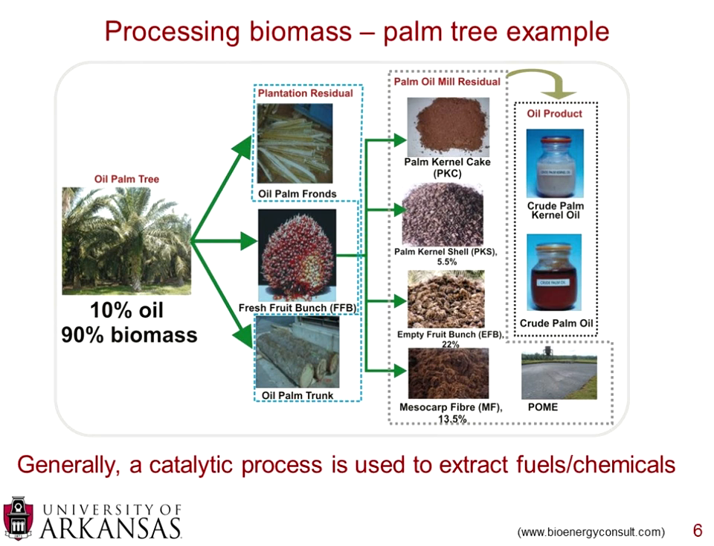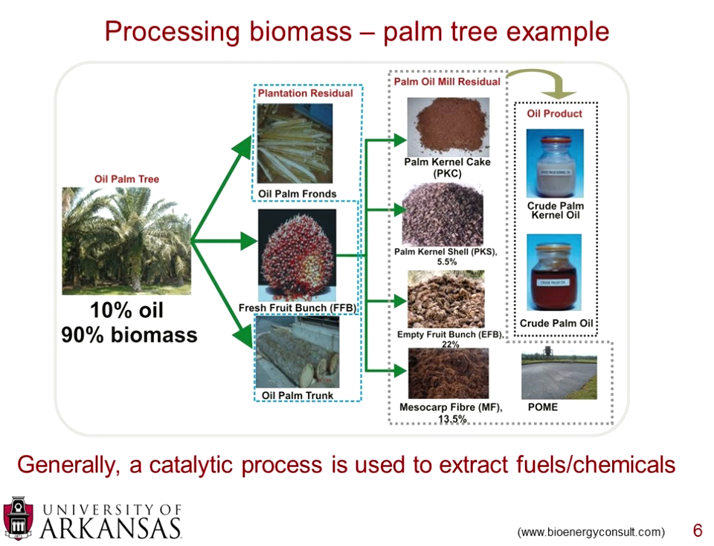Now, we could probably have a whole presentation on how biomass is processed. So we're going to just stick with this one slide, but there's a lot more detail out there in some of the reports that I'll reference later on that you can dig into. But in general, you have some sort of product, whether it be a plant product or an animal waste product. And you can see here, this is an example for palm trees.